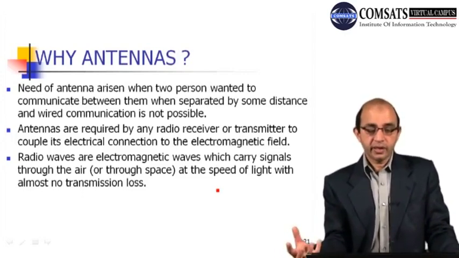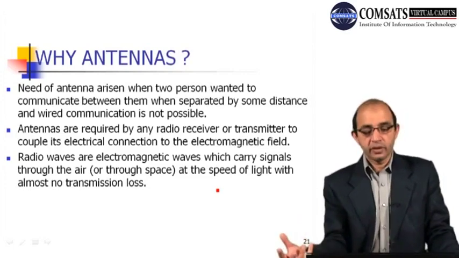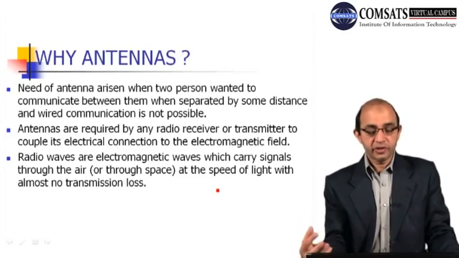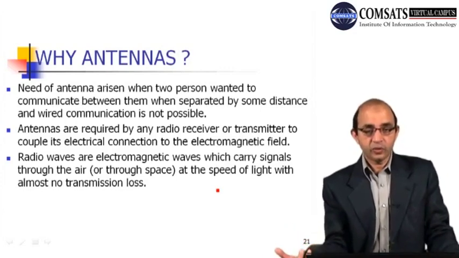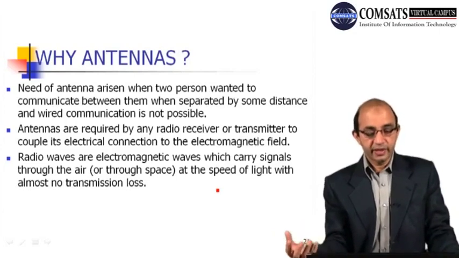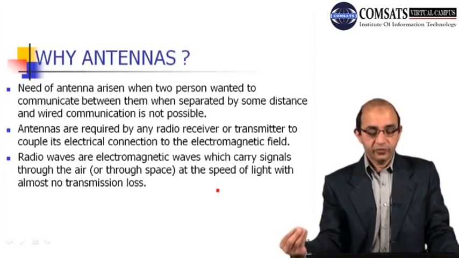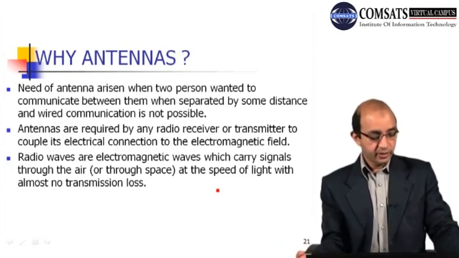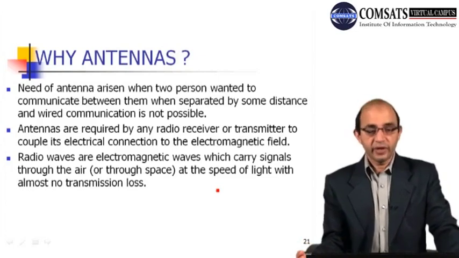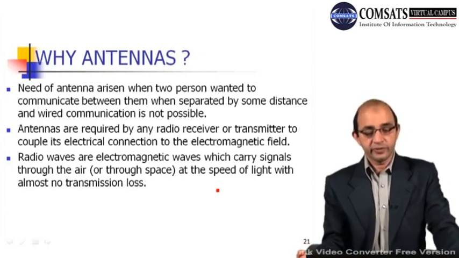deficiency. So we need an antenna when two persons want to communicate with each other and it's not possible to have wired communication. Antennas are required in order to send and receive data. Radio waves are being used, or you can say EM waves, which carry signals through air, free space, and the velocity of the EM wave is comparable to the velocity of light.